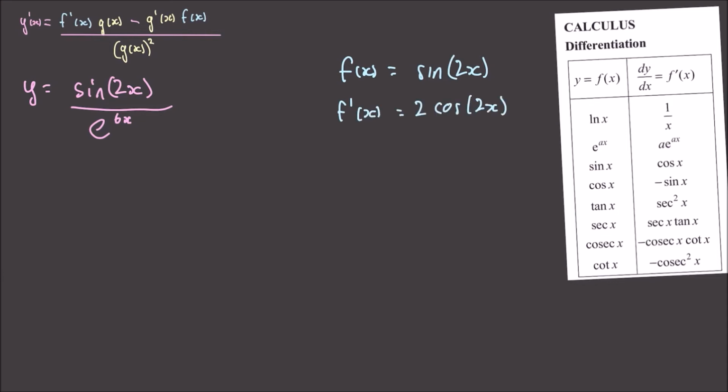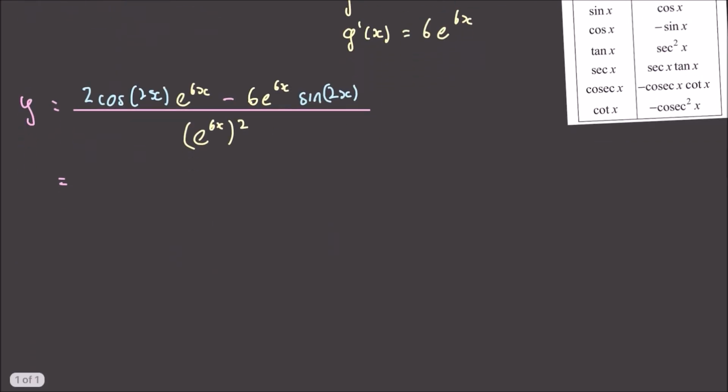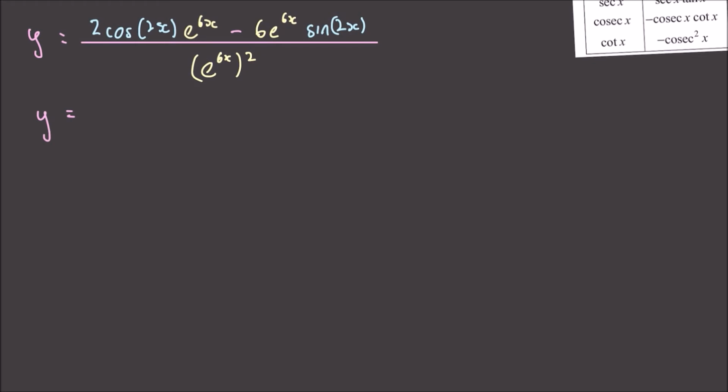Identify g. Find g dash. Apply the product rule next. And that will do. We could, of course, simplify that fraction, that bottom bit. So let's do that now. But this would be sufficient for an achieve mark.